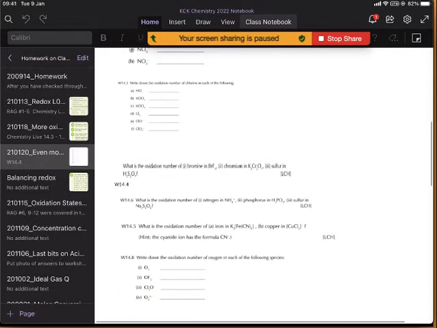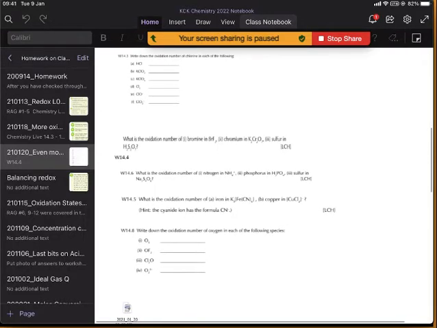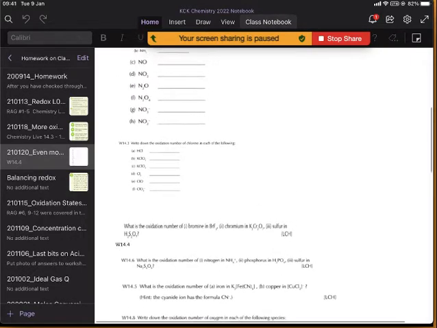So 14.3, 14.5, 14.6, and it seems to go miss 14.7 and go to 14.8. The first four.